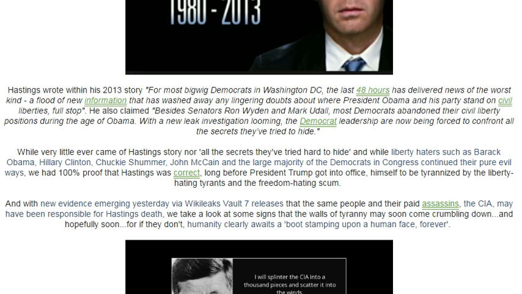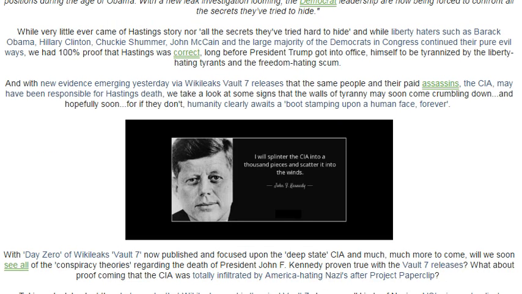Now, Stefan goes on about Hastings' story, but then he points out that the new evidence emerging yesterday via WikiLeaks Vault 7 releases that the same people and their paid assassins, the CIA, may have been responsible for Hastings' death. Now, I'm definitely linking this one in there too. You need to follow all these links. Everything here in blue are links. Follow them. Determine for yourself what you think. But this is huge.